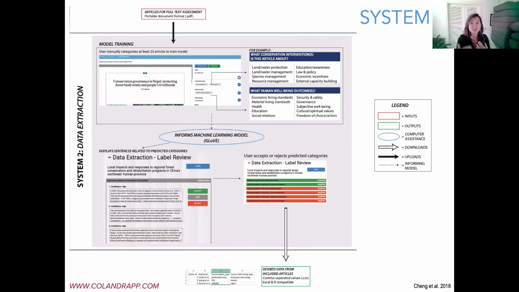So after you've come up with your list of citations, these are the ones you've included, the second system of Colandr employs natural language processing and machine learning to help semi-automate the metadata labeling or extraction process. So in this system, after the user has manually extracted data from 50 included articles, the system will then suggest different labels for different papers based on a user-defined set of labels. So in this case, we're labeling papers by the type of conservation intervention that it's about and what type of human well-being outcome is being measured. And so it suggests those labels with high or low confidence. And then you as a user then have to choose which labels to apply.